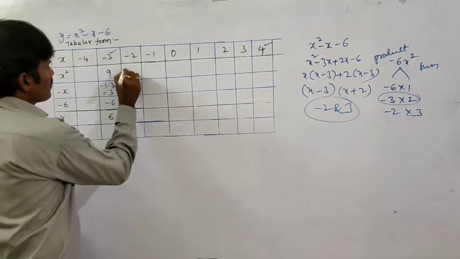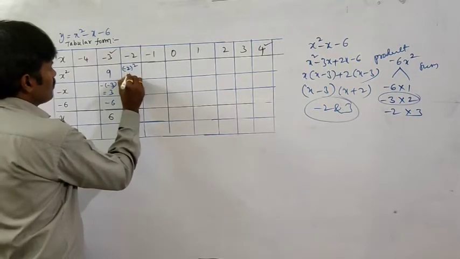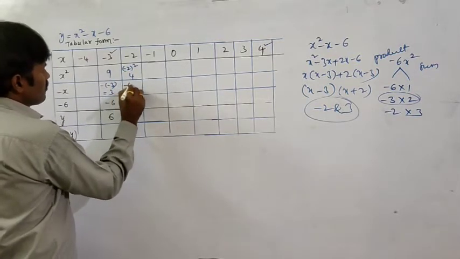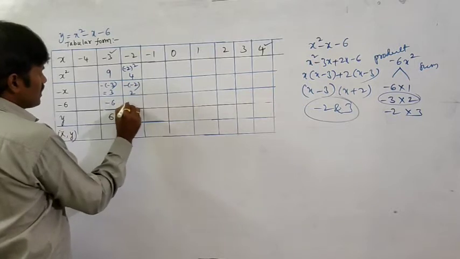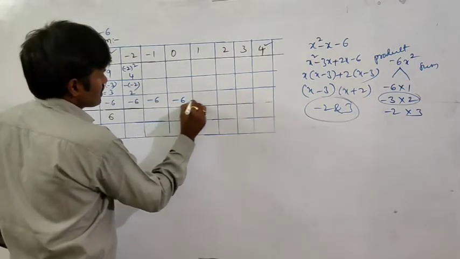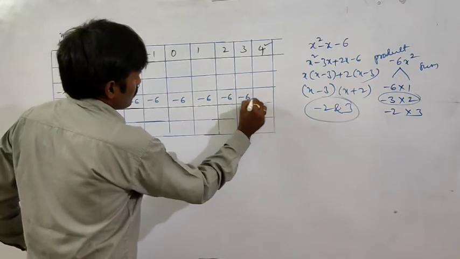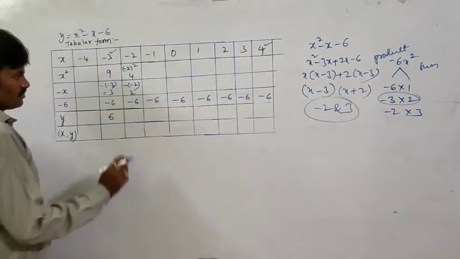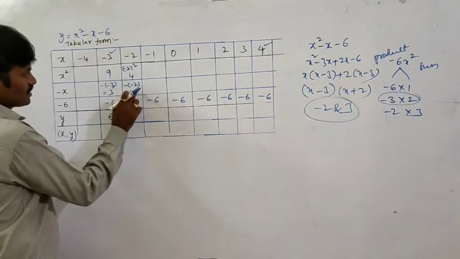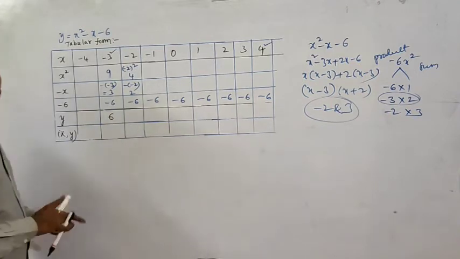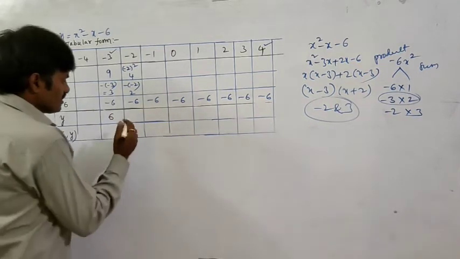Okay. Now minus 2. Minus 2 whole square, value 4. Minus of minus 2, plus 2. Minus 6 as well, no change in this. Minus 6 as it is. Okay. Now add 4 plus 2, 6. 6 minus 6, 0.